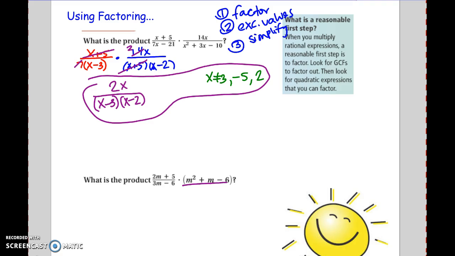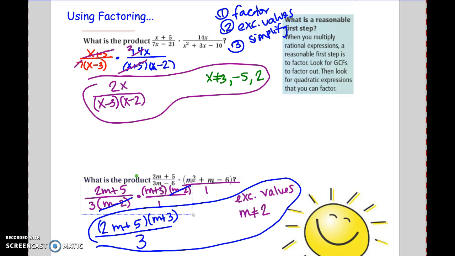Okay, go ahead and try to do this one. Remember, this would be over 1. Okay, check your answer. Here is your fraction, and here is your excluded value.